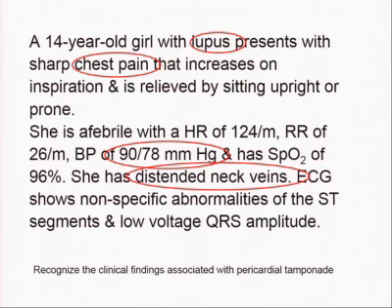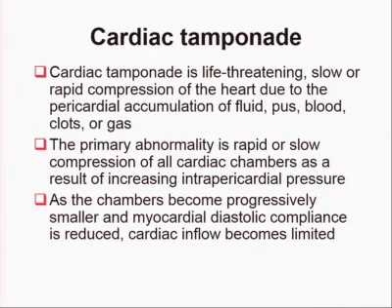Distended neck veins, that tells you that she has JVD. And the EKG is non-specific, but they mentioned an EKG. So again, when you look at the low pulse pressure, distended neck veins, chest pain, all that points to maybe a cardiac tamponade. So cardiac tamponade is life-threatening, could be slow or rapid compression of the heart due to accumulation of fluid, pus, blood, clots, or gas within the pericardial space. Again, the primary abnormality is compression of the cardiac chambers as a result of the increasing pericardial pressure.